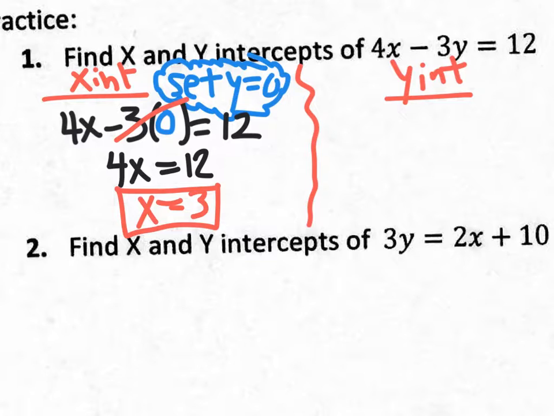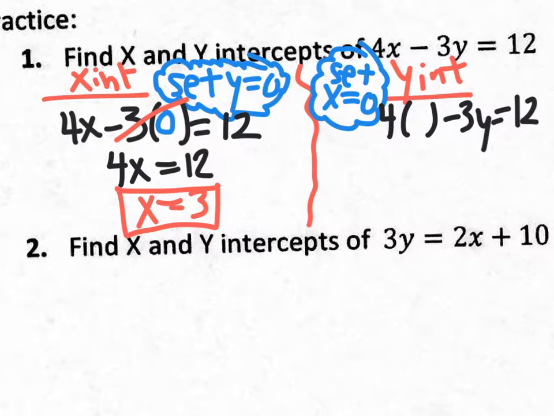Okay? Let's take a look at the y-intercept. How do you find the y-intercept? Well, you need to set x equal to 0. Okay, you need to know that. You need to set x equal to 0. So you're going to write this same equation, but instead of x, you're going to put a 0 right there. So there's my equation, but I'm going to replace the x with the 0.